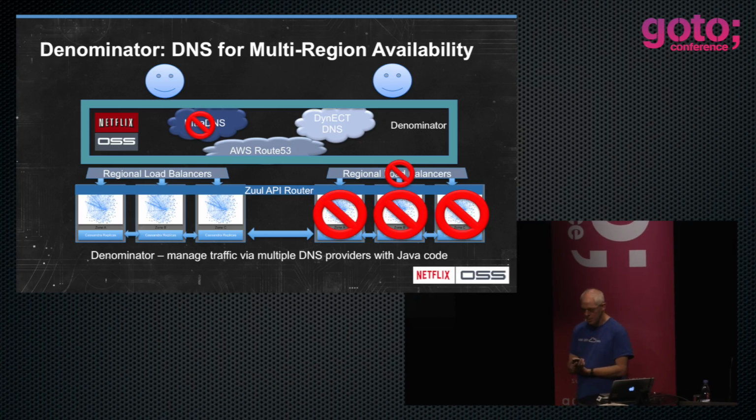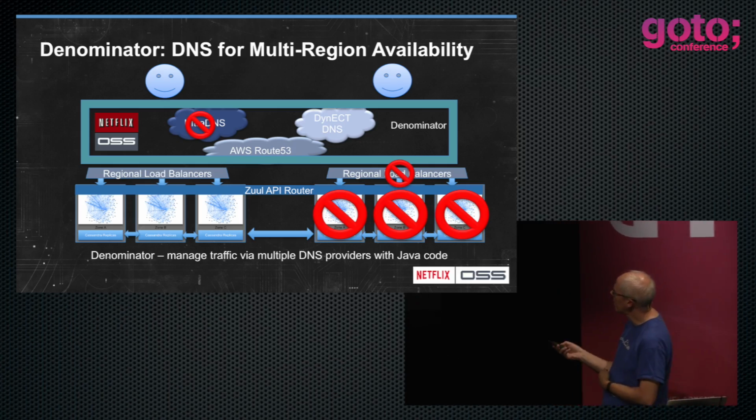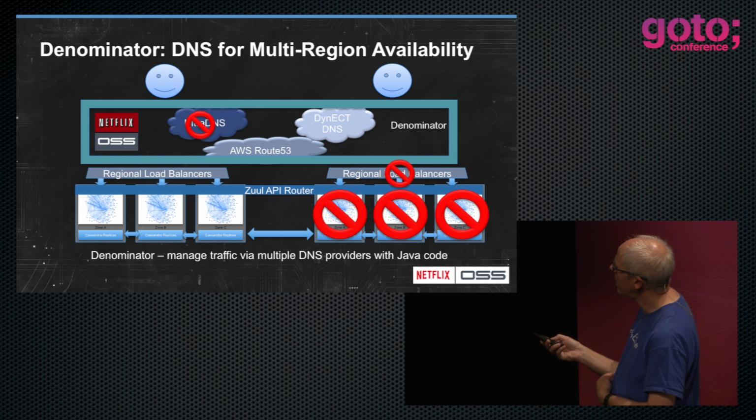All right, so we need to route customers to code. So remember I said at the beginning you were going to have an architecture that looks like this. Here's all your Cassandras with Priam.